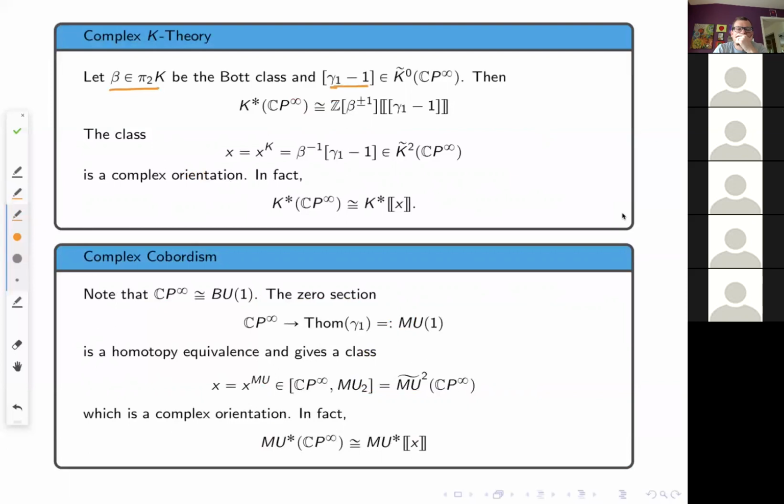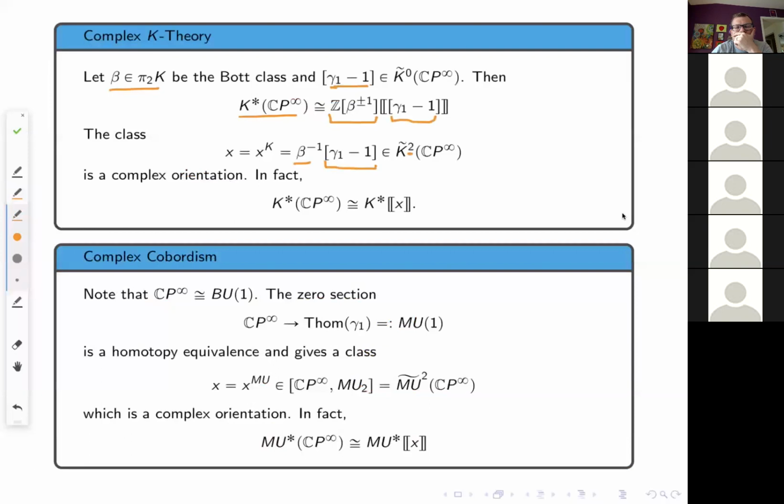And if you read Atiyah or Hatcher's vector bundles and K theory, you'll see that the K theory of CP infinity is Z adjoined the Bott class and then a power series ring on this virtual bundle. Now I want a class in K2. So I'm going to take this and move it to K upper 2. If I put the 2 up and the 2 down, there's a switch by a minus sign here. And this is going to be a complex orientation.